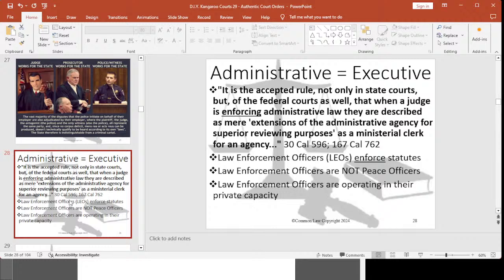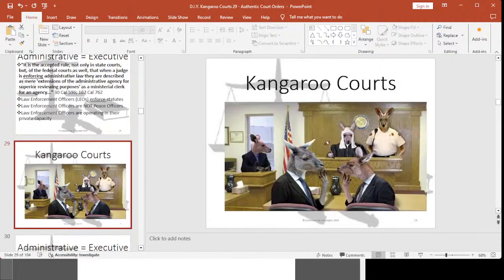It is the accepted rule not only in state courts, but the federal courts as well, that when a judge is enforcing administrative law, they're described as mere extensions of the administrative agency for superior reviewing purposes, as a bought and paid for clerk. Law enforcement officers enforce statutes. Law enforcement officers are not peace officers. Law enforcement officers are operating in their private capacity. Oh, look, a kangaroo court.